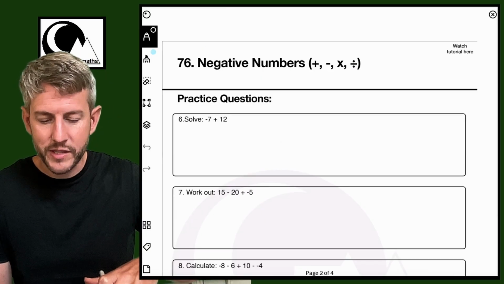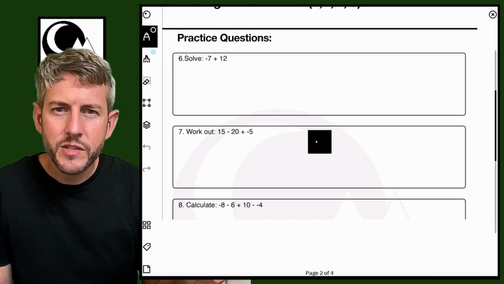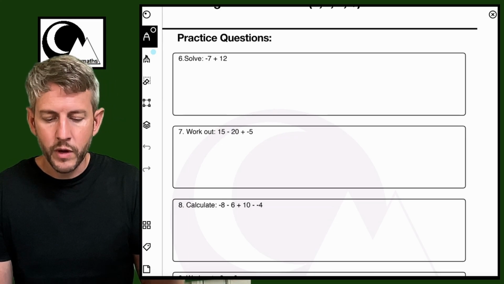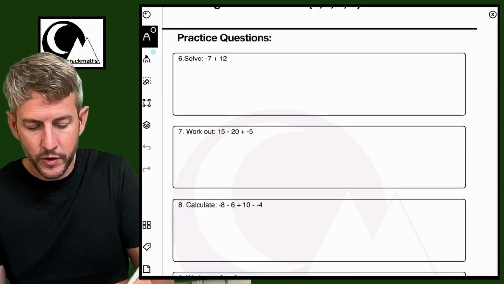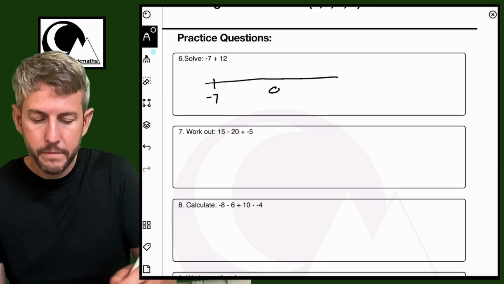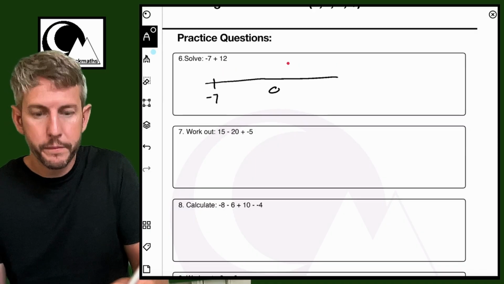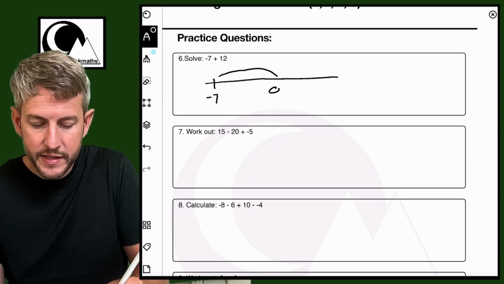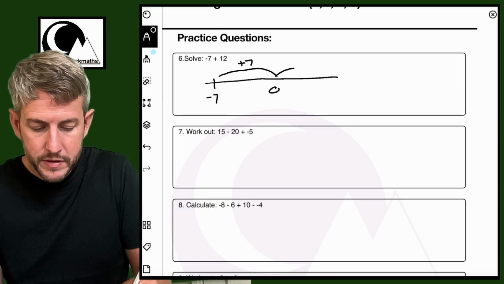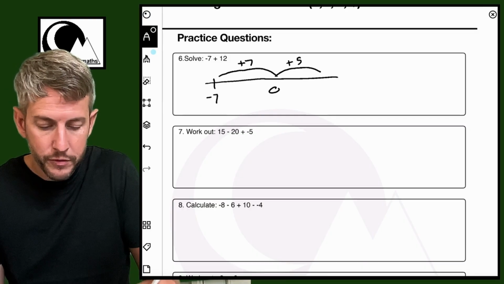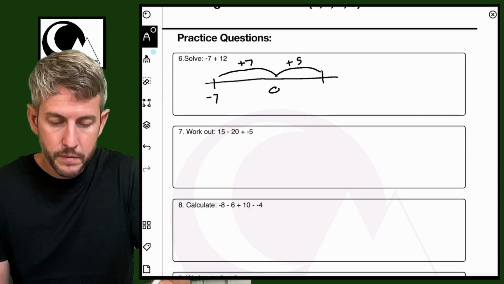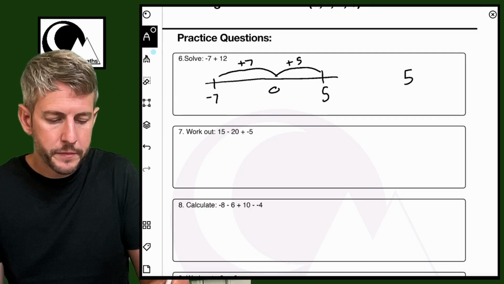Okay, let's look at question 6. So question 6, we've got negative 7 plus 12. Okay, so what we can do here is think about ourselves on a number line. We're at negative 7 here, and we're increasing by 12. So 7 will take us to 0, and then 7 away from 12 leaves 5, because 7 and 5 make 12. So minus 7, add 12, takes us up to 5. So our answer for this one is 5.